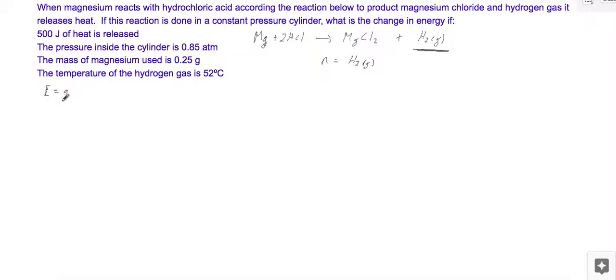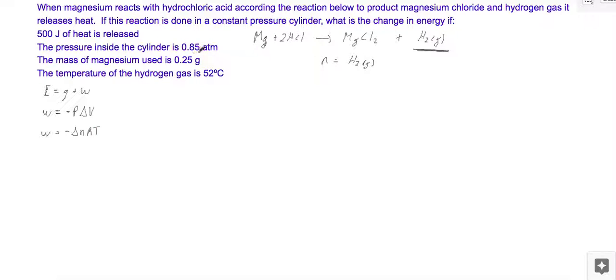which is equal to heat plus work, and work is equal to negative pressure times the change in volume. We're only looking at gases for that change in volume. We can also say that work is equal to negative n delta n RT. So we can do this a couple different ways.